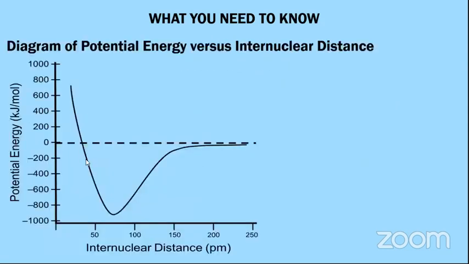All right, I mentioned earlier we're going to be talking about this diagram of potential energy versus internuclear distance. So potential energy is on the y-axis and internuclear distance is on the x-axis. So in this region of the diagram, the potential energy is high, which means that would be a less stable arrangement of the atoms. And then down here at the bottom of the diagram, the potential energy is low. That would be a more stable arrangement of the atoms.